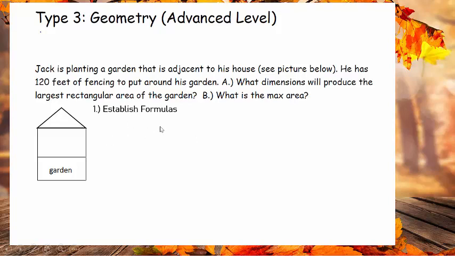So step 1 is I like to establish my formulas. That kind of gives me a foundation to start the problem. And since we're talking about perimeter with the fencing, normally perimeter is 2 length plus 2 width, but because we're only doing 3 sides, we're only going to double one side and keep one of the other side.